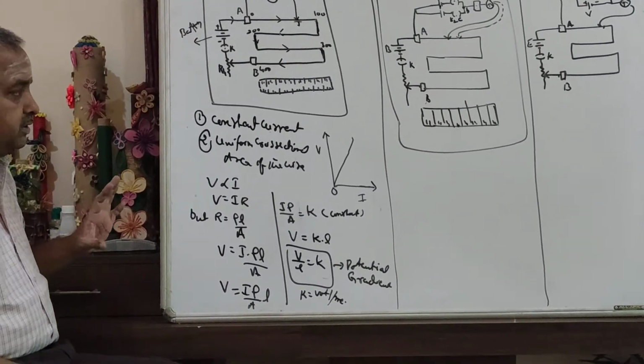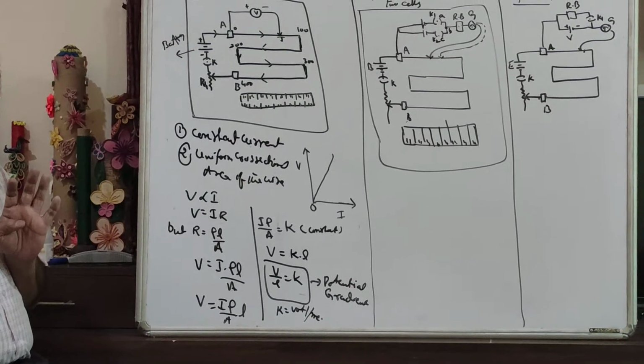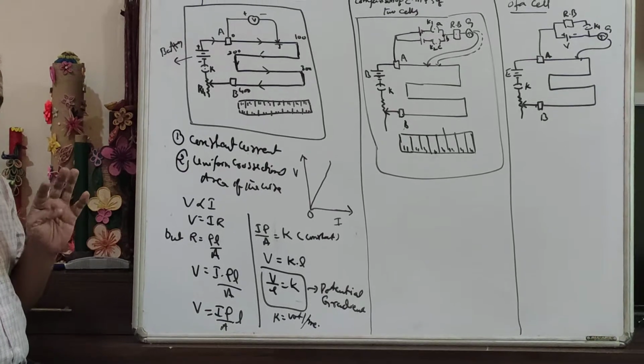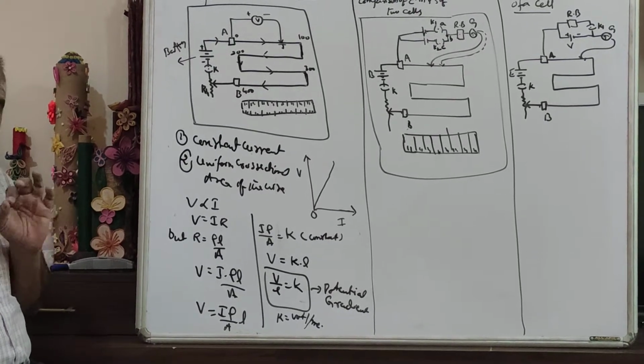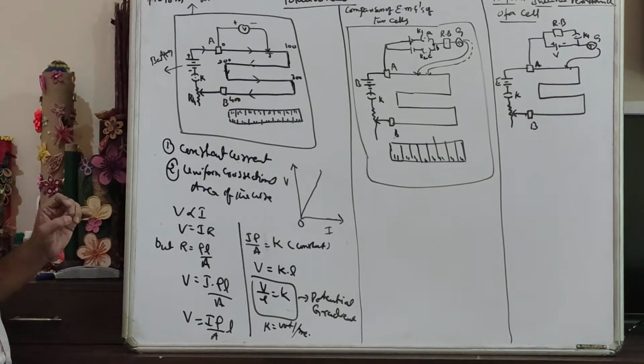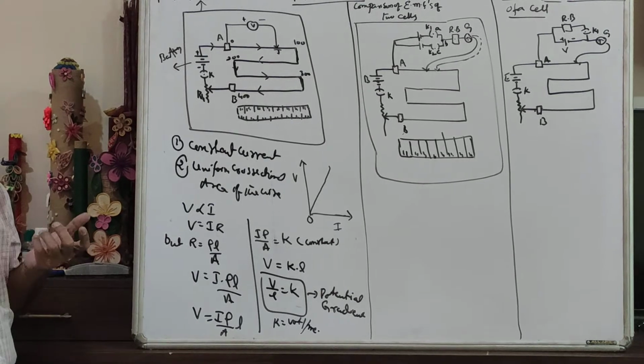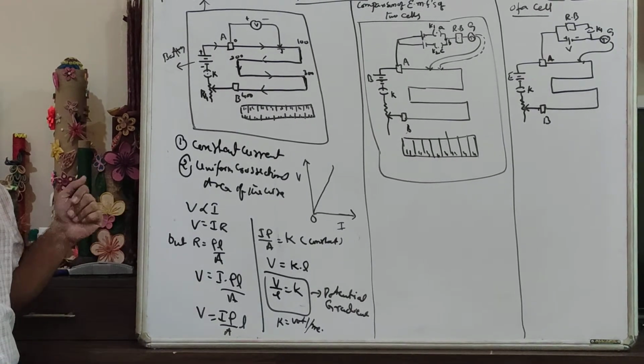So what is the potentiometer? Potentiometer is nothing but a null method device. Number one, due to internal resistance, there is no current drawn from the cell. Number two, there is no potential drop. Number three, E is equal to V, meaning the potential drop must be equal to E in the open circuit.